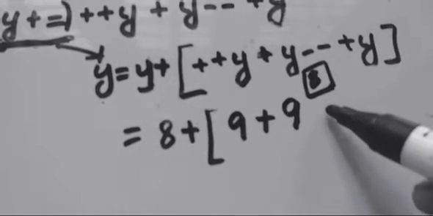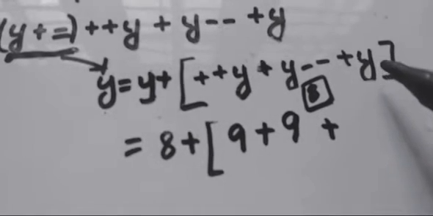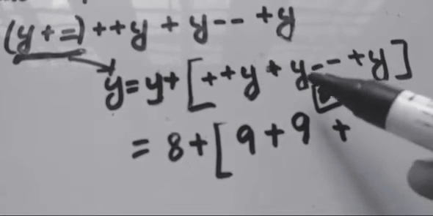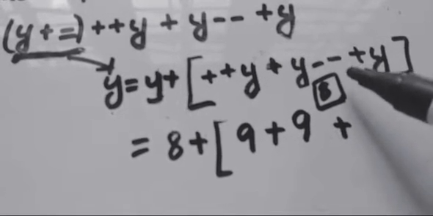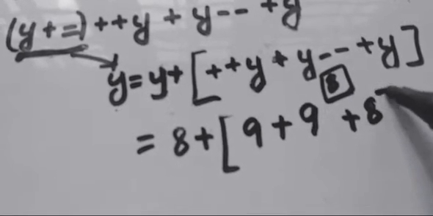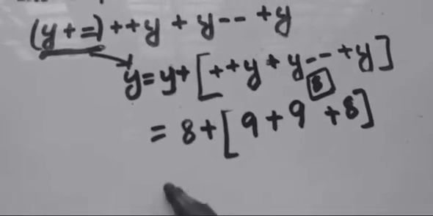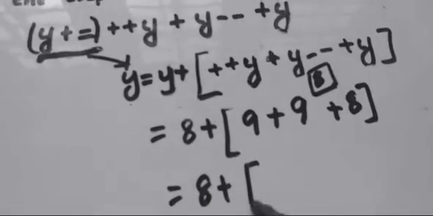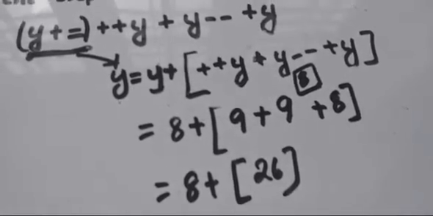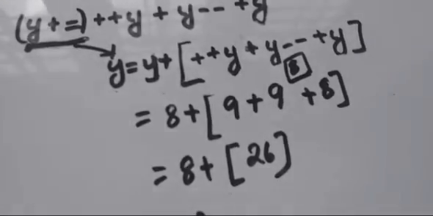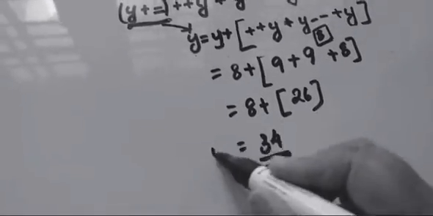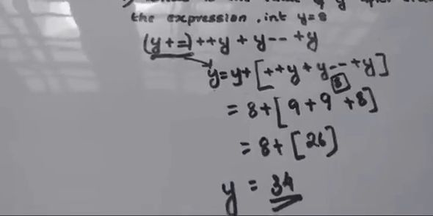Okay. Then plus y. So what is the value of y now? So since we decremented, that value goes to memory. So what is it? 8. So new updated value is 8. Okay. So it is equal to 8 plus, what is 9 plus 9? It's 18. 18 plus 8, 26. So what is 26 plus 8? It's 34. So the value of y equal 34 after evaluating the expression.